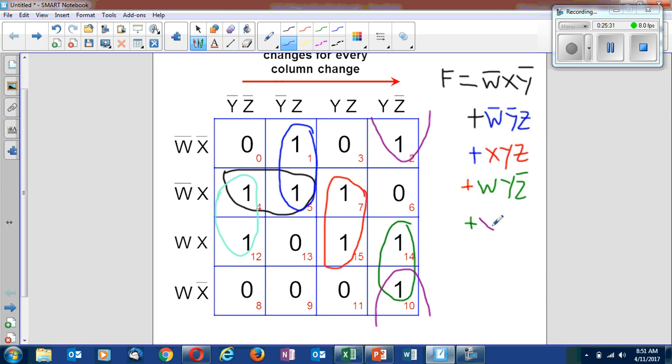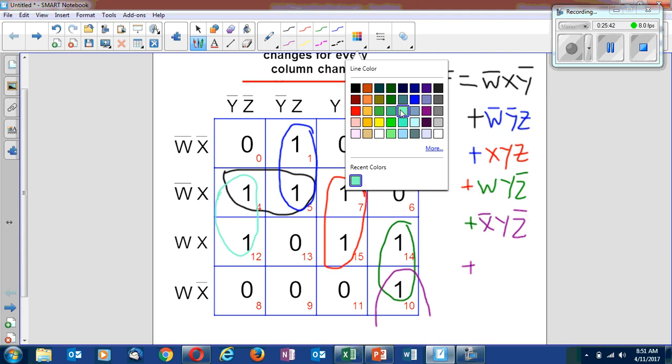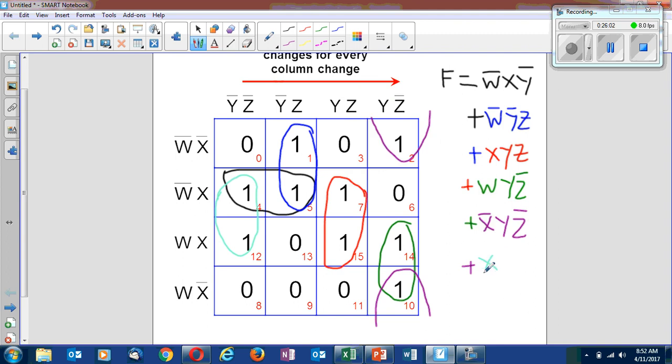So it's going to be not X, Y, not Z. And the last but not least is our turquoise group. Okay. So this one, I have Y, not Z. And on this side, I have X and W and not W. So W and not W cancel out, and I will have X, not Y, not Z.